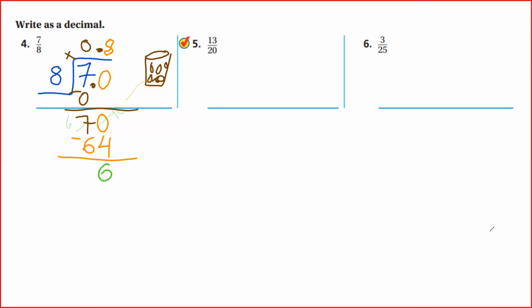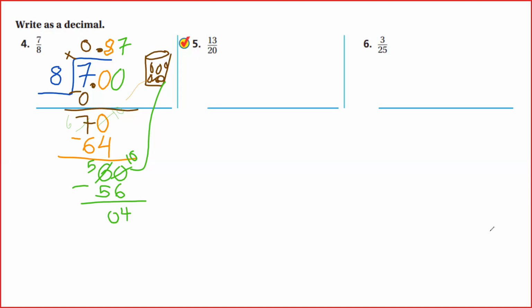Then now I will call another 0. I will put it down and I will put it up here. Then 60/8. It's 7. 7 times 8, 56. I will subtract. 10 minus 6 is 4, and 5 minus 5 is 0.